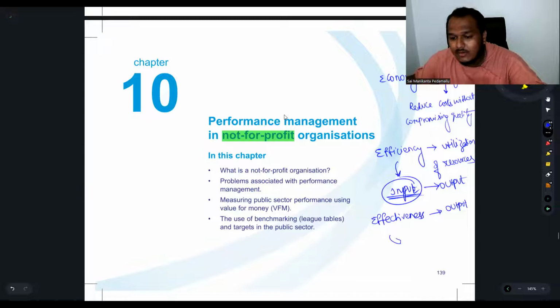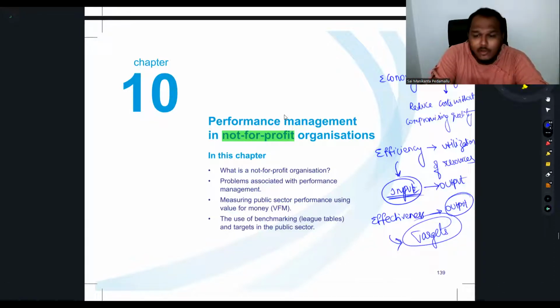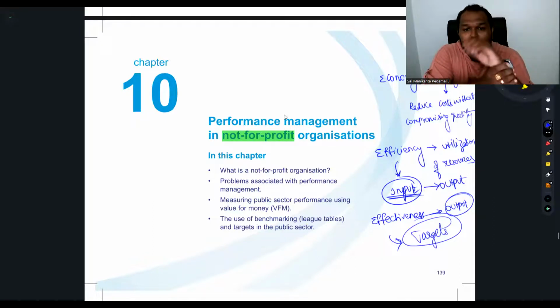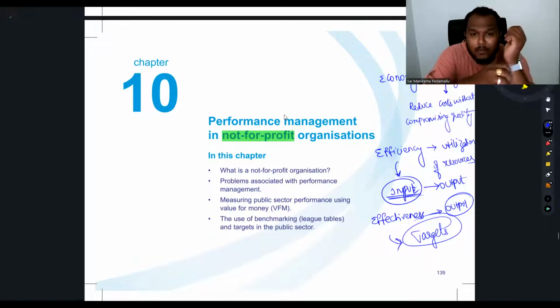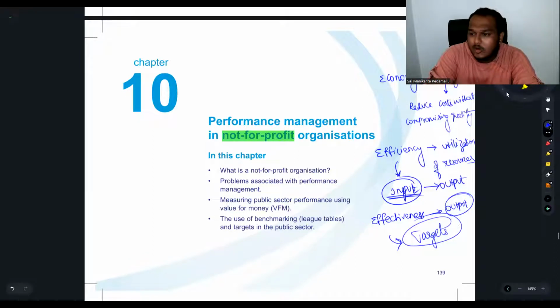This is where targets are met or not, end goals are satisfied or not. Effectiveness talks about the outcome. Did we reach the thing that we wanted at the beginning? That is what is called effectiveness. So economy talks about money, low cost, better quality. Efficiency talks about proper utilization of the resources in your organization. And effectiveness talks about meeting the targets that we set or reaching the outputs that we wanted. That is the concept of value for money.